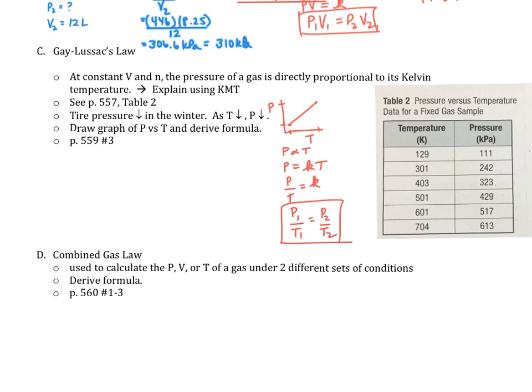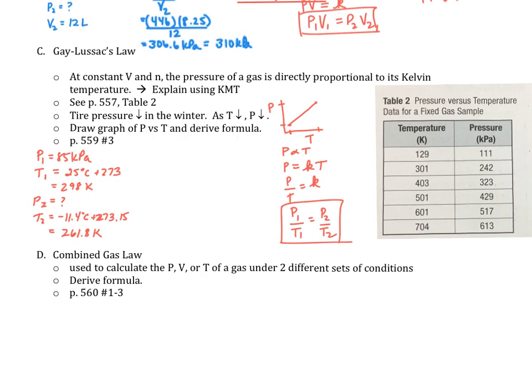Having a look at page 559, number 3, you're being told that soccer balls are typically inflated to between 60 and 110 kilopascals. So if a ball is inflated indoors with a pressure of 85 kilopascals at 25 degrees Celsius, then taken outside, where the temperature on the playing field is negative 11.4 degrees Celsius, what will be the pressure of the gas inside? Okay, and so we list all of our values here, converting degrees Celsius to Kelvin.